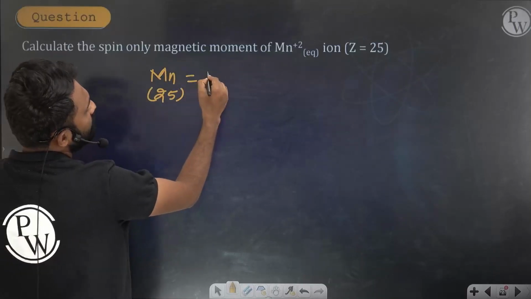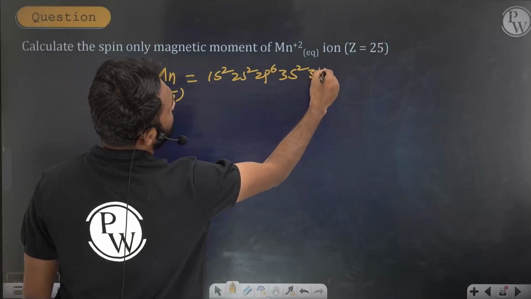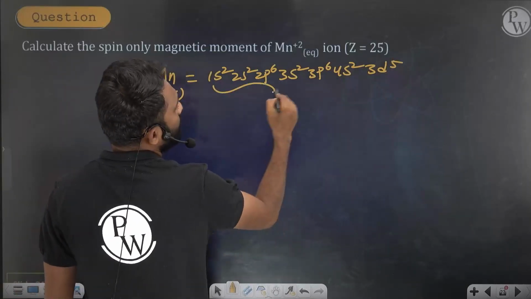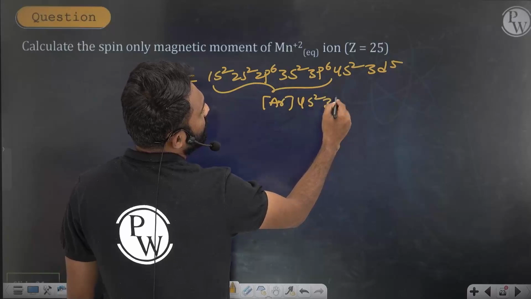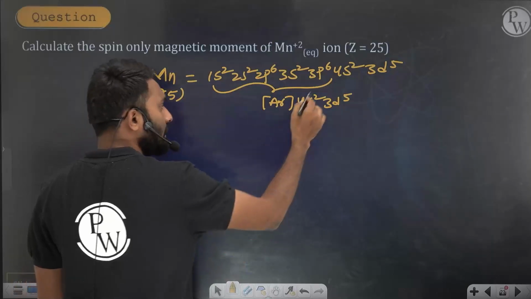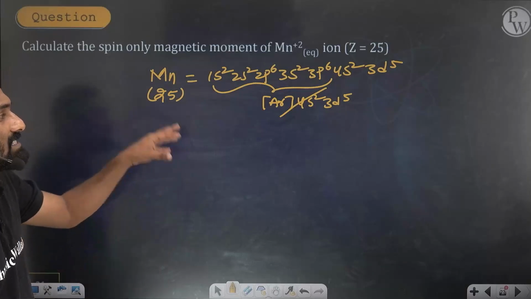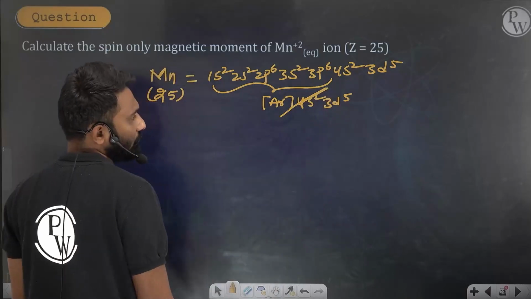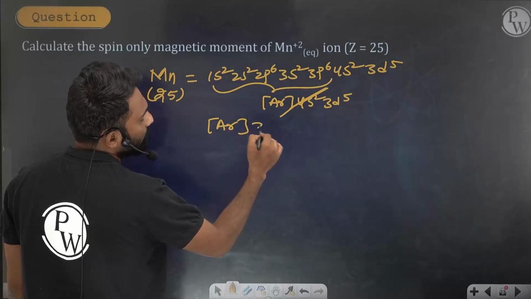25. Now this is 1s2, 2s2, 2p6, 3s2, 3p6, 4s2, 3d5. This is the electronic configuration up to the noble gas: Ar, argon, then 4s2, 3d5. For Mn plus 2, 2 electrons should be removed from the valence electrons. If you remove the 2 electrons from these valence electrons, it will become the electronic configuration 3d5.